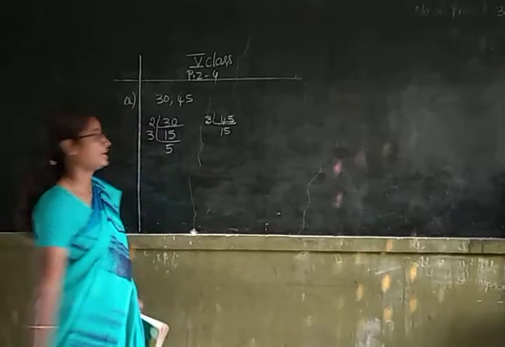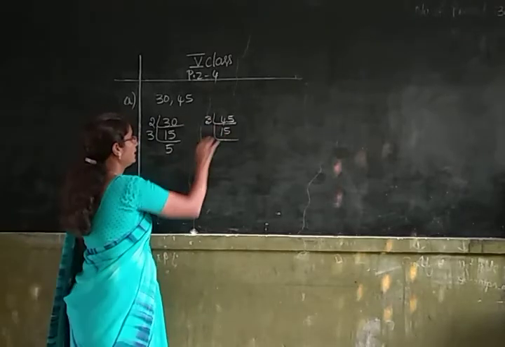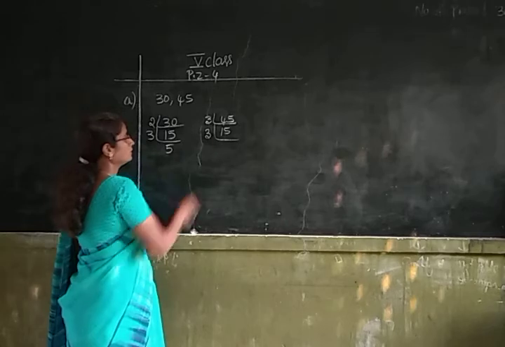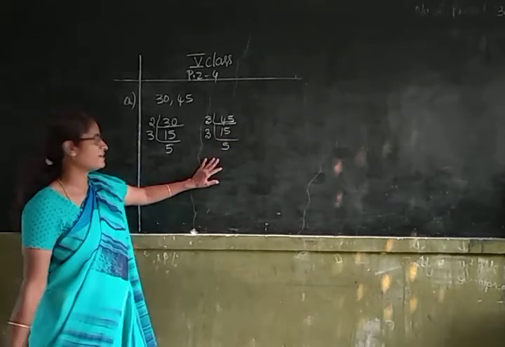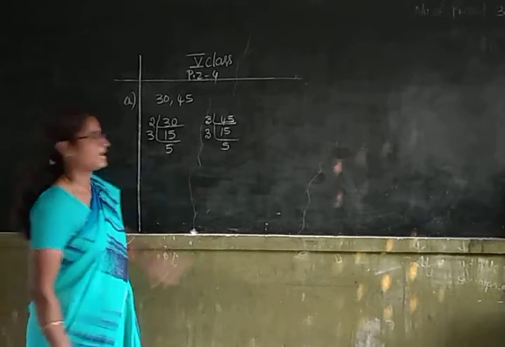3 goes in 45 15 times. Again 15 is in 3 table. 3 goes in 15 5 times. Now we have to stop the prime factorization because 5 is a prime number.